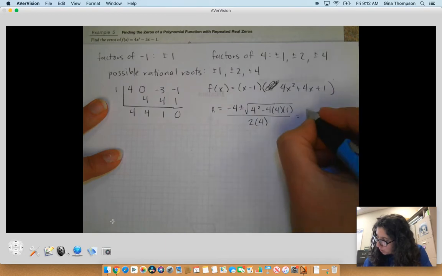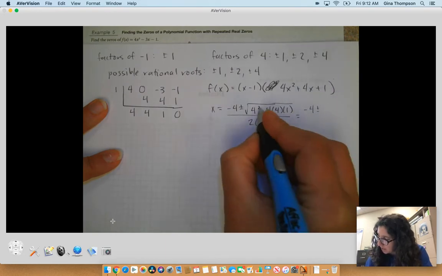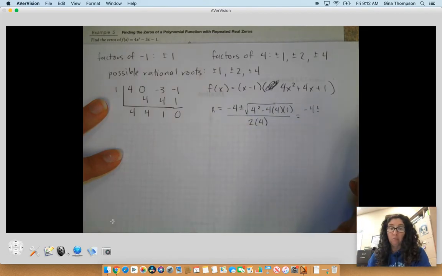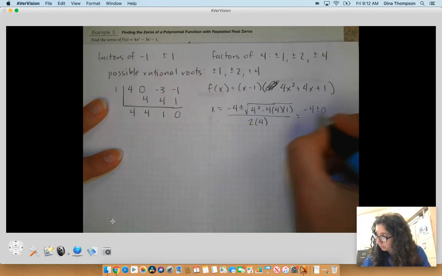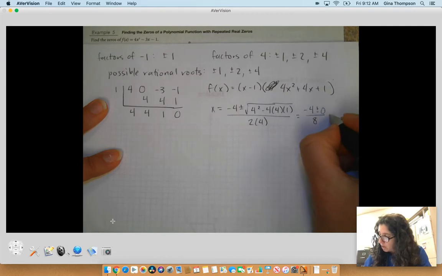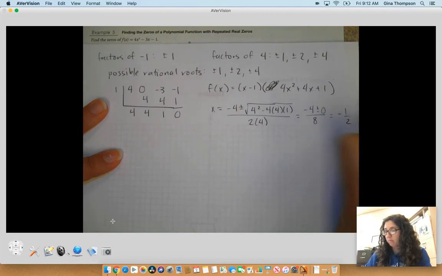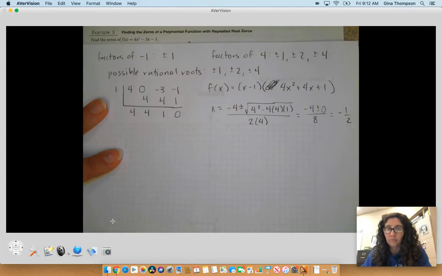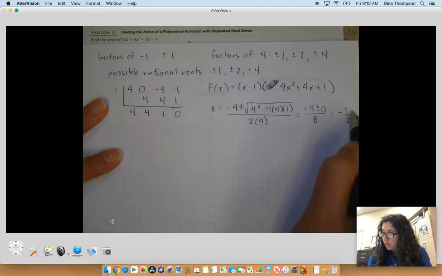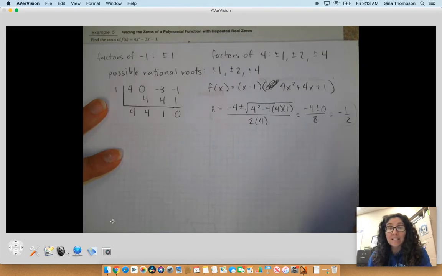Okay, so what happens here? We get minus 4 plus or minus the square root of 16 minus 16, 0, all over 8. So that's just minus 1/2. What does that mean? We wanted to get 2 roots and we only got 1. We've got 1 factor here. It means that there's a multiplicity going on. Okay, maybe this root is repeated.